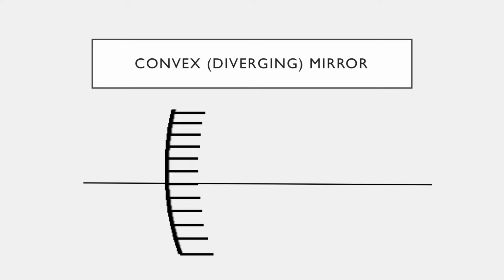So we're going to start off by labeling our diagram first. Again, right here we have our vertex. We have F, our focus, and then twice that distance, we're going to have C, the center of curvature. And again, this part here is our principal axis. So the first rule is the same.